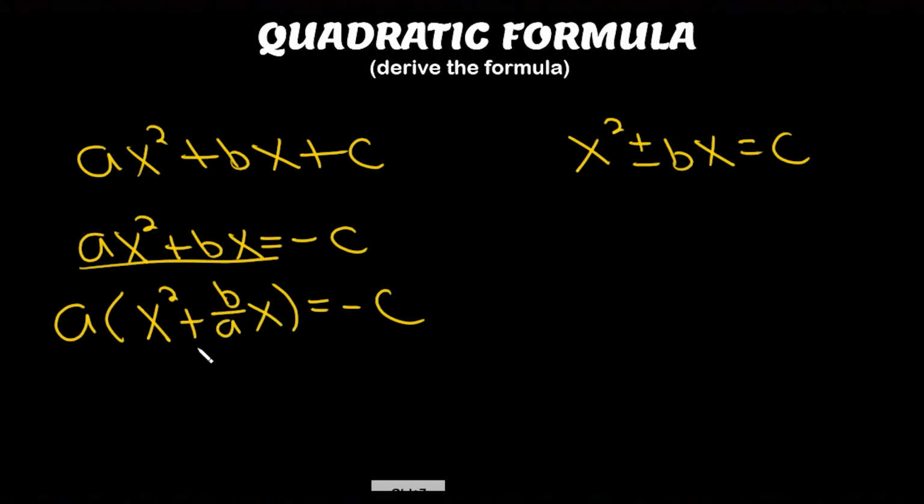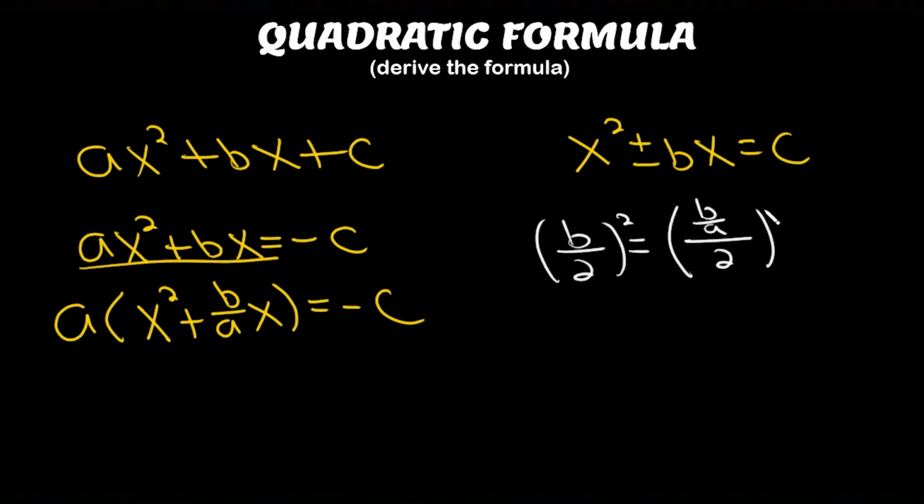Okay, now what? Well, from here, now I have to do b over 2 squared on both sides. All right, so I'm going to write this over here in a different color. We're going to do b over 2 squared. Now my b is b over a. This is my b right here, b over a. So I'm going to do b over 2, and I'm going to square it. So this will be equal to my b, which is b over a, all over 2, and then squared.